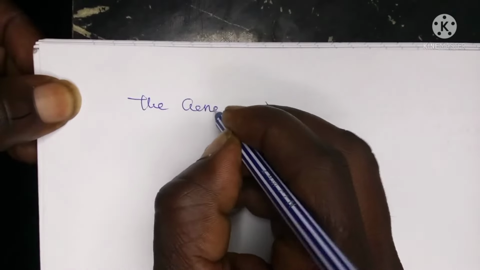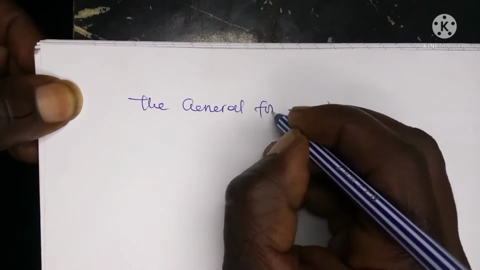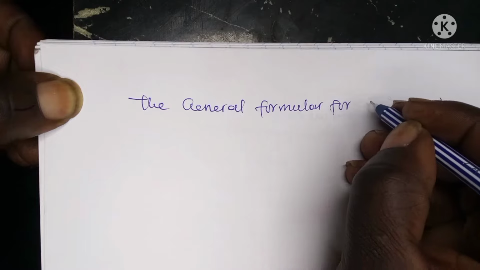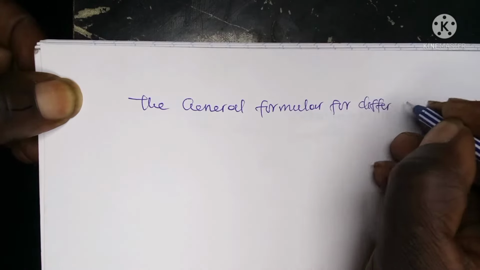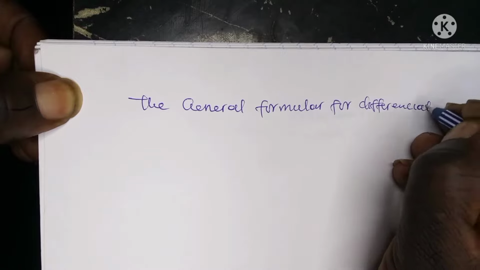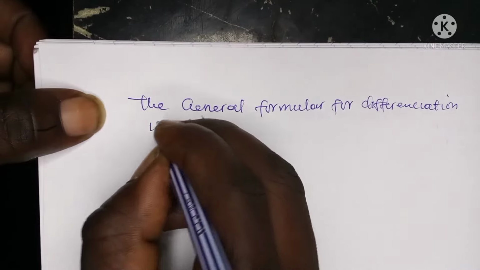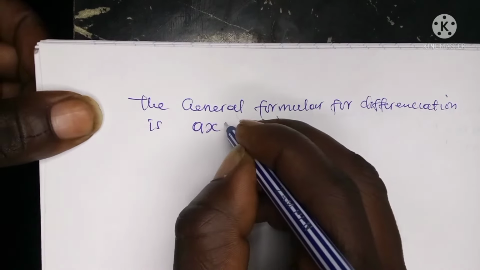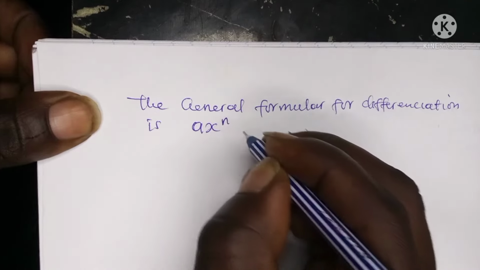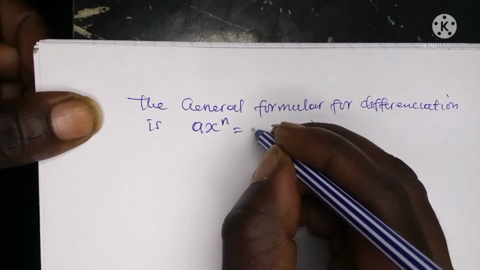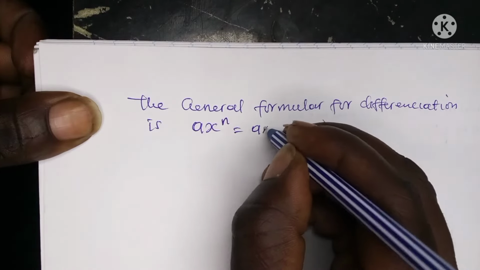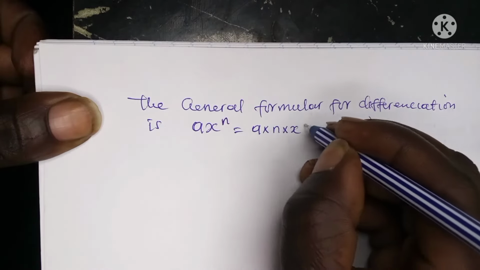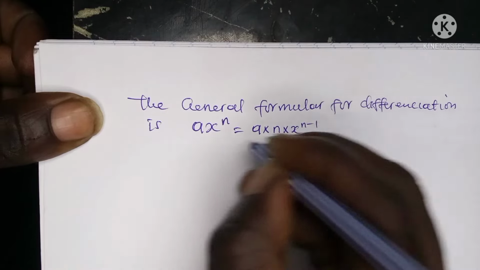So then the general formula for differentiation is: a x power n equals a times n times x power n minus 1.